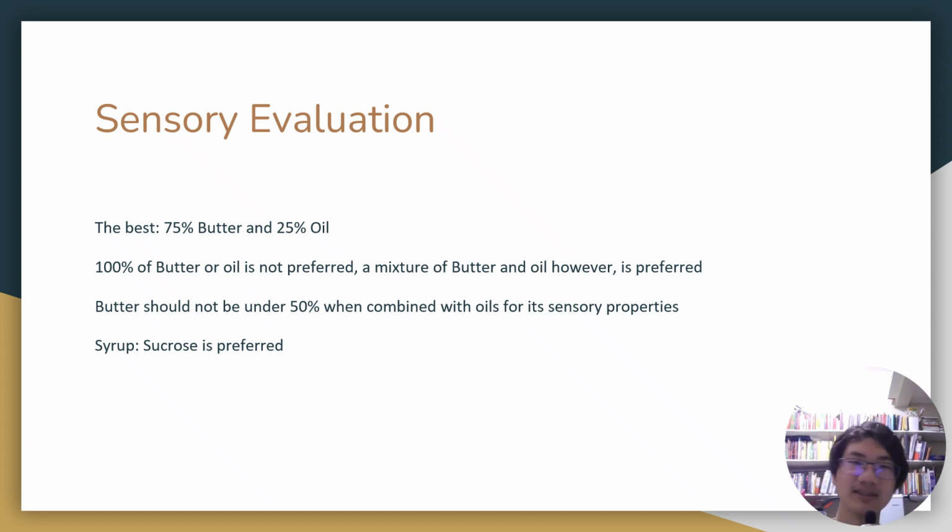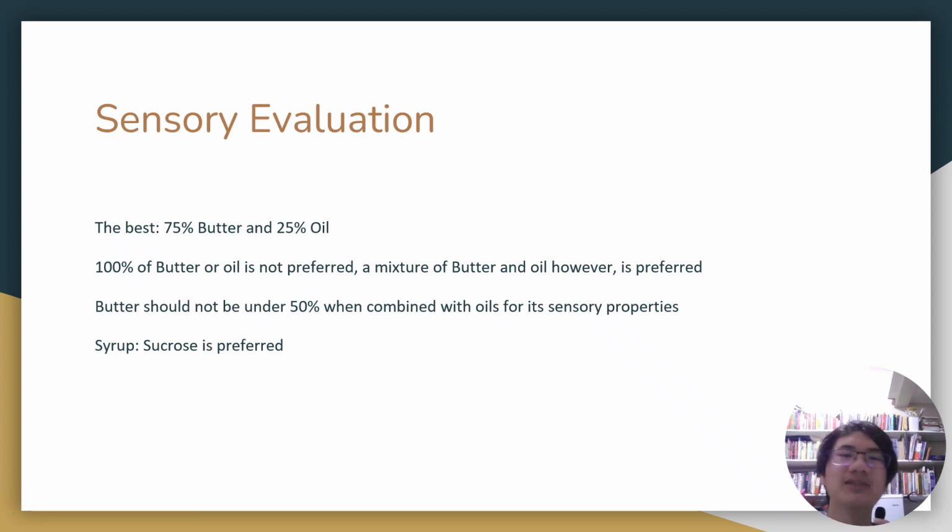In short, sensory evaluation is the evaluation of the sensory properties of the food sample, in this case, Kadayif. Here, the best sample was found to have 75% butter and 25% oil. Either sunflower or hazelnut oil works fine.